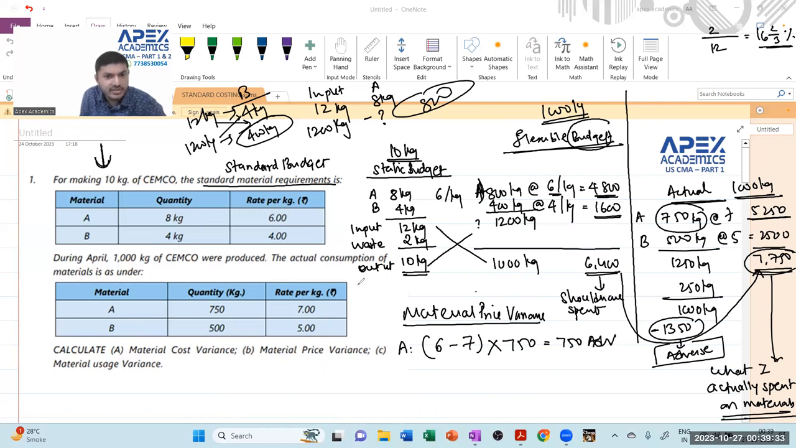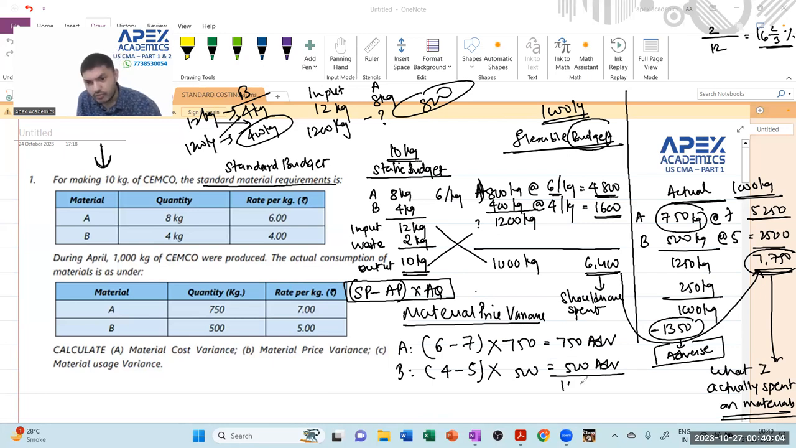What is material price variance? Standard price minus actual price multiplied by actual quantity. B. What is the standard price of B? The standard price of B is 4, means I should have purchased it for 4, but how much did I purchase it for? 5. That is bad for me. For how many units? 500 units. 500 adverse. This is 1250 adverse, a total of material price variance.